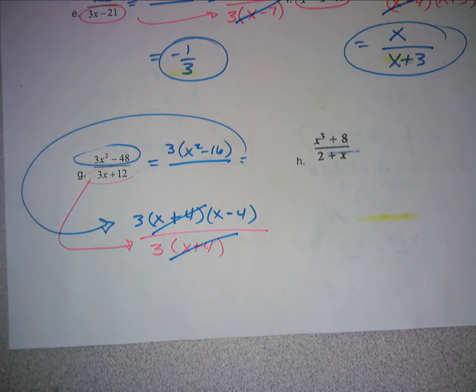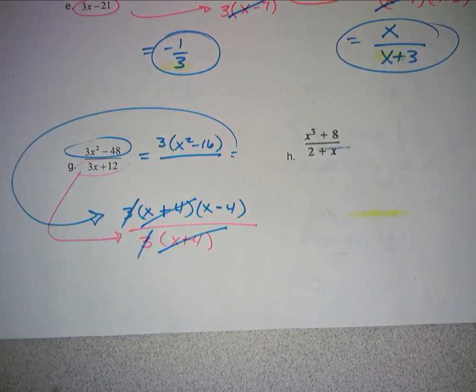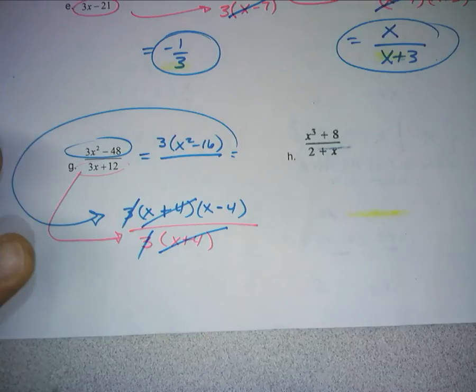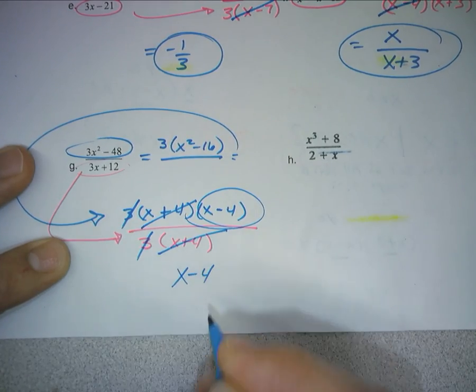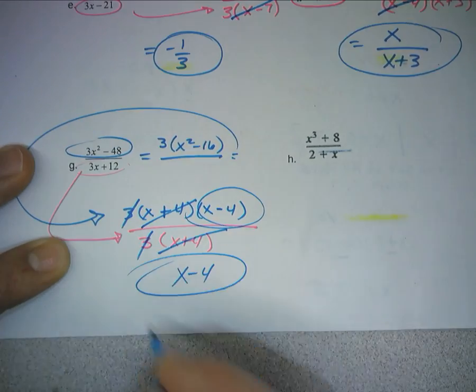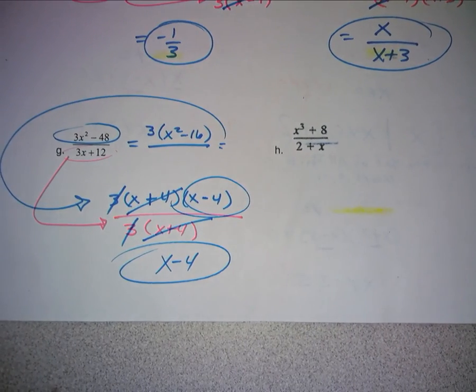Do you guys see anything else that can be reduced? What else can be karate chopped, reduced here? Hunter says the 3's again. Yep, monomials reduce monomials. So after the dust settles, I look to see what's left. The only thing I have left is this x minus 4. That's on top, so there's no more fraction. There's nothing left on the bottom, so the final answer is just x minus 4.